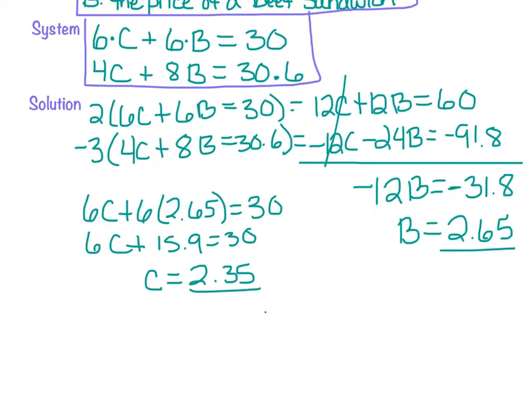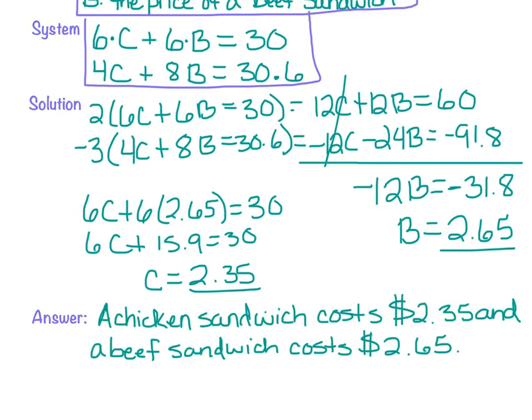And then the last thing that you have to do when you're doing a word problem is actually answer the question. And the question in this problem was, what was the price of each type of sandwich? So you need to write a full sentence that tells me the price of each type of sandwich. So for this problem, a chicken sandwich costs $2.35 and a beef sandwich costs $2.65. That's how you would answer the question.